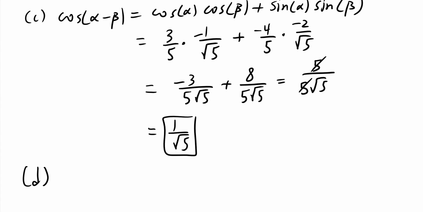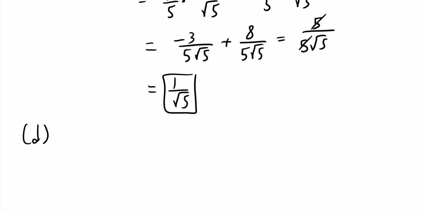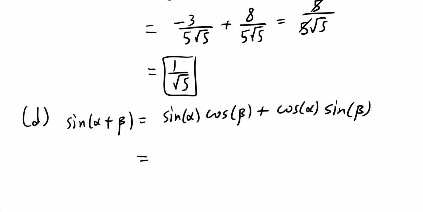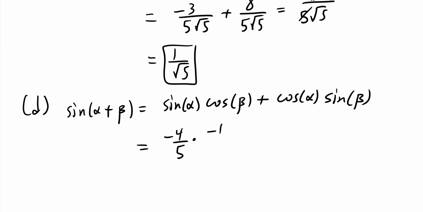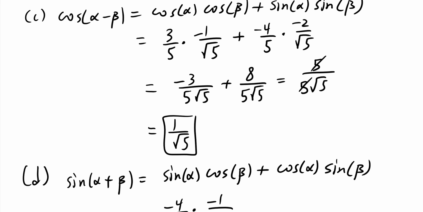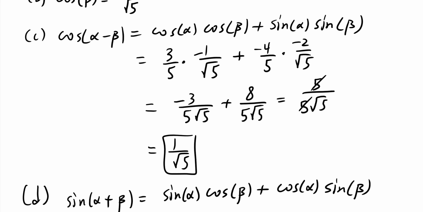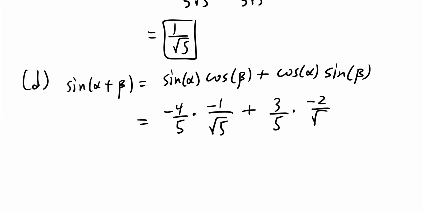For D, they want us to find sine of alpha plus beta. The formula for this is sine alpha cosine beta plus cosine alpha sine beta. What's sine alpha? -4 over 5, times cosine beta, -1 over square root of 5. Cosine alpha, 3 over 5. And sine beta, -2 over square root of 5.